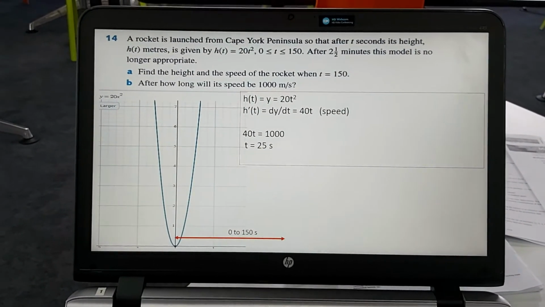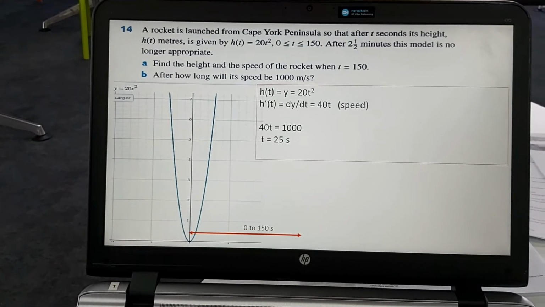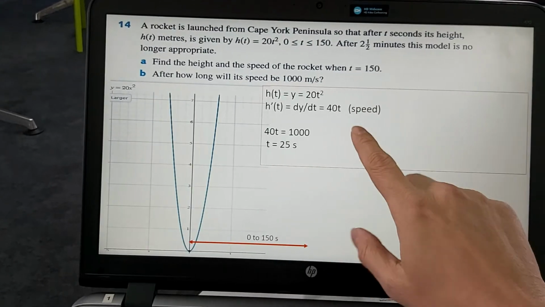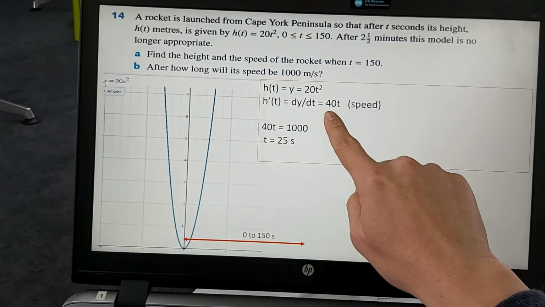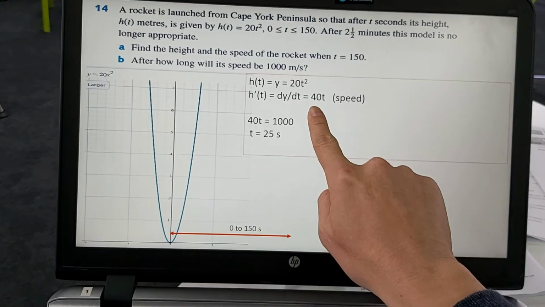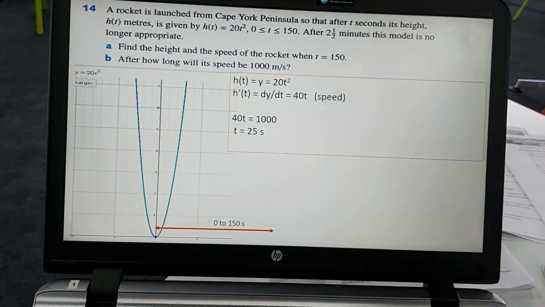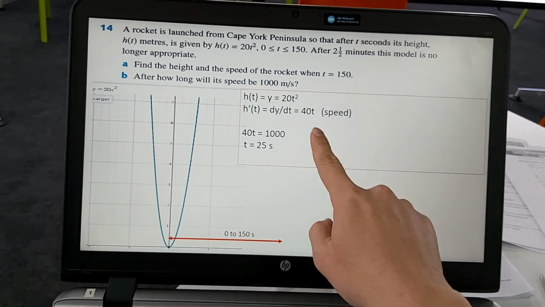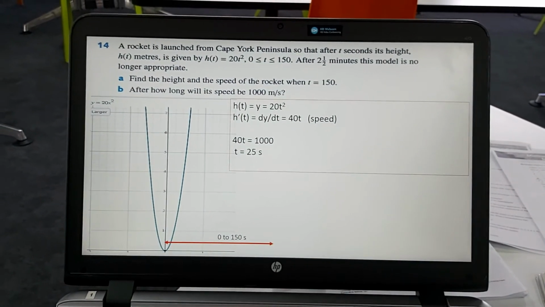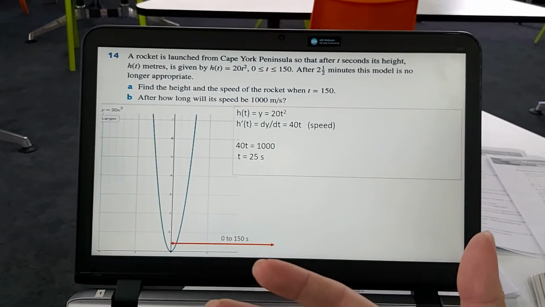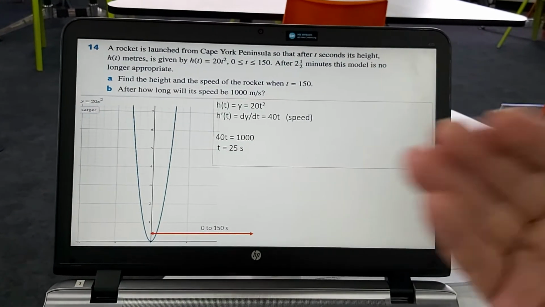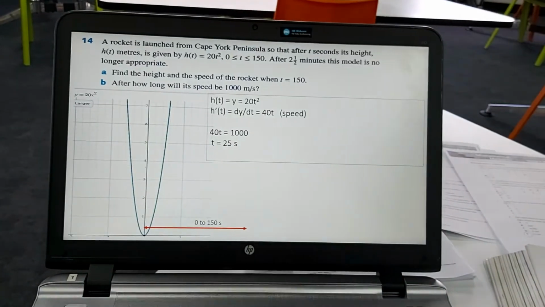Now, the question is asking, after how long will its speed be 1,000 meters per second? So now we know that the formula, the derivative, is 40t for speed. So this is a function. And at what time will the speed increase until 1,000 meters per second? 1,000 meters per second is 1 kilometer per second. Because the speed of a rocket is not, in the very beginning, already so fast. At first, the rocket was not moving at all. So it was accelerating. As you can see from the movie, it's accelerating, getting faster and faster and faster.